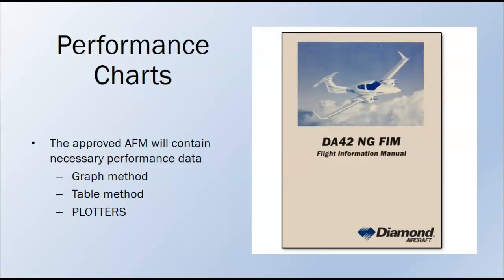Now, the performance charts in the approved flight manual contain all the performance data that you need to predict the performance of your aircraft. They differ. Some of them are called FIMs, or Flight Information Manuals. Some are called POHs, or Pilot Operating Handbooks. But they all contain this performance data. And some of them use graphs, some of them use tables, and some of them use plotters.